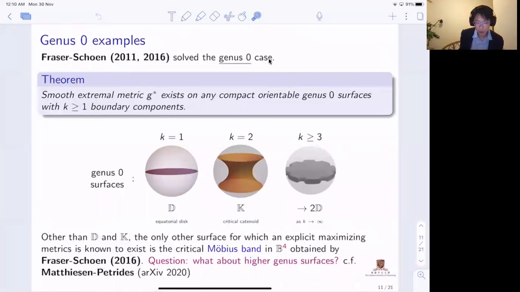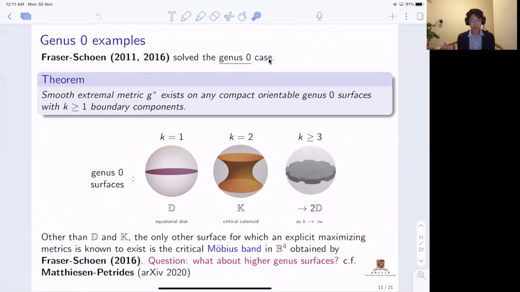So this problem actually is quite hard again. But Fraser and Schoen managed to solve this problem, at least in the genus 0 case. Unlike the case without boundary, where the genus 0 case is only the sphere, which is already solved by Hersch, now you might have a lot of boundary components. So for genus 0 surfaces, there are still infinitely many of those.